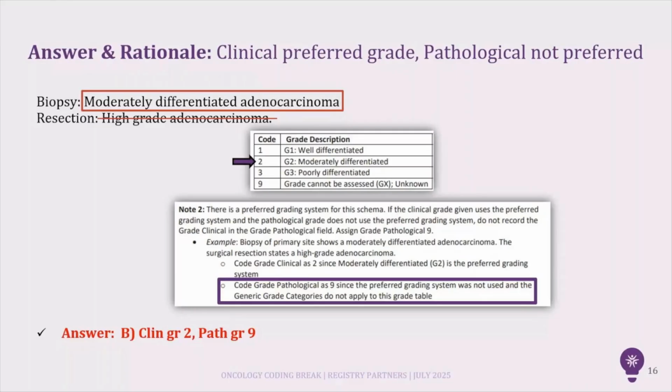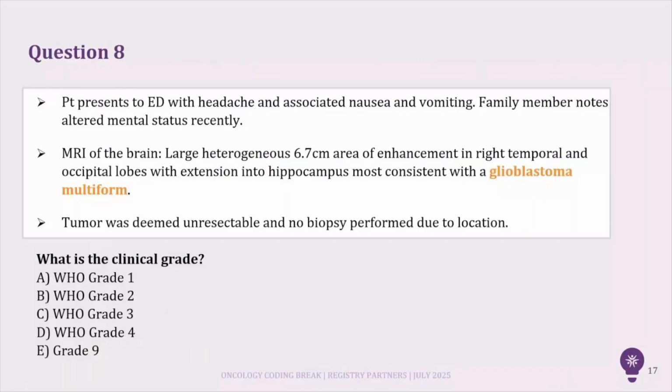Okay, next one. So question 8. The patient presents with a headache and nausea and vomiting, and the family members note that the patient has also had some altered mental status lately. They perform an MRI, which shows a large heterogeneous 6.7 centimeter enhancement in the right temporal and occipital lobes with extension into the hippocampus, most consistent with a glioblastoma multiforme. So the tumor was deemed unresectable. No biopsy was performed because of the dangerous location. So how are we going to code the clinical grade when we don't have one? All we have is imaging, no biopsy.